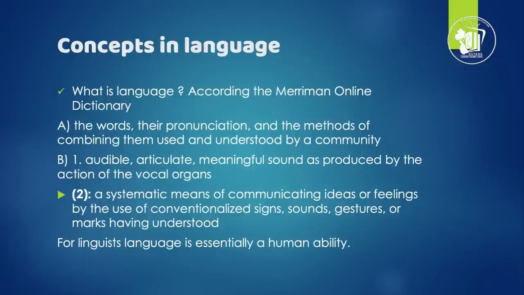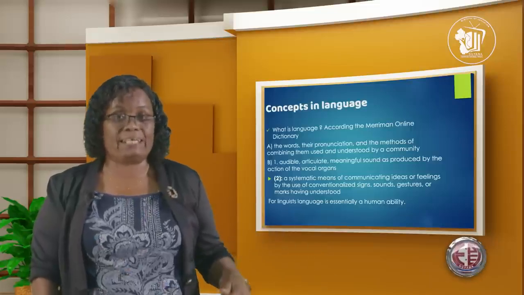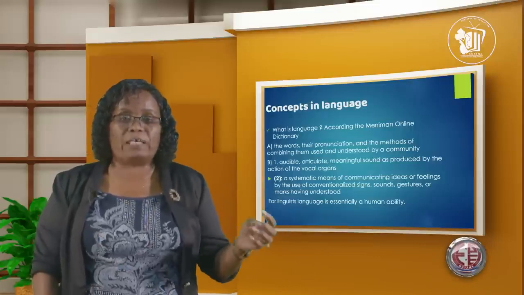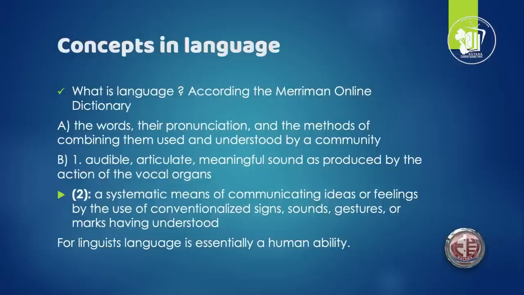Then look at what another definition says. A systemic means of communication, communicating ideas or feelings by the use of conventionalized signs, sounds, gestures, or markings having understood meanings. Something is really common in these definitions, because it says a systemic means. So it's not any harum-scarum thing you're putting together and calling it language. Language is governed by a system. And that system might be the system of sounds, the system of meaning, whatever system, it governs language.